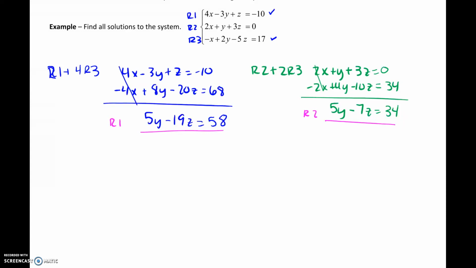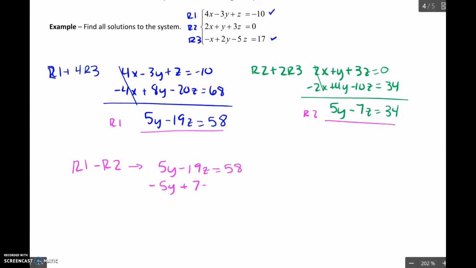The y's obviously are the easiest ones to eliminate. So I'm going to say row 1 minus row 2. These are my new ones, right? That's going to give me 5y minus 19z equals 58 minus 5y plus 7z equals negative 34. I went ahead and just changed all the signs, and now I can add, which is easier to remember instead of having to distribute the negative sign to all of them. So now I just add. 5y is gone, and I get negative 12z equals, hopefully, 24. So z equals negative 2.